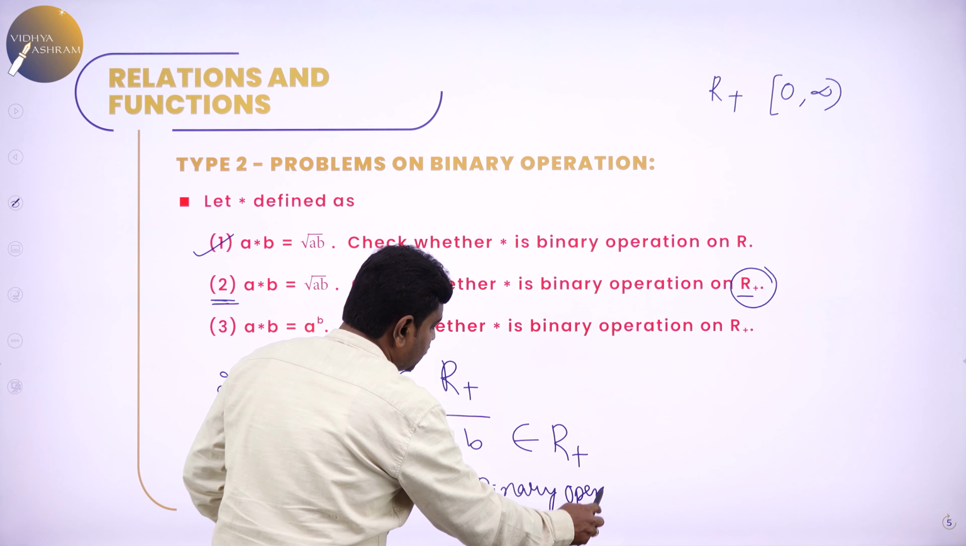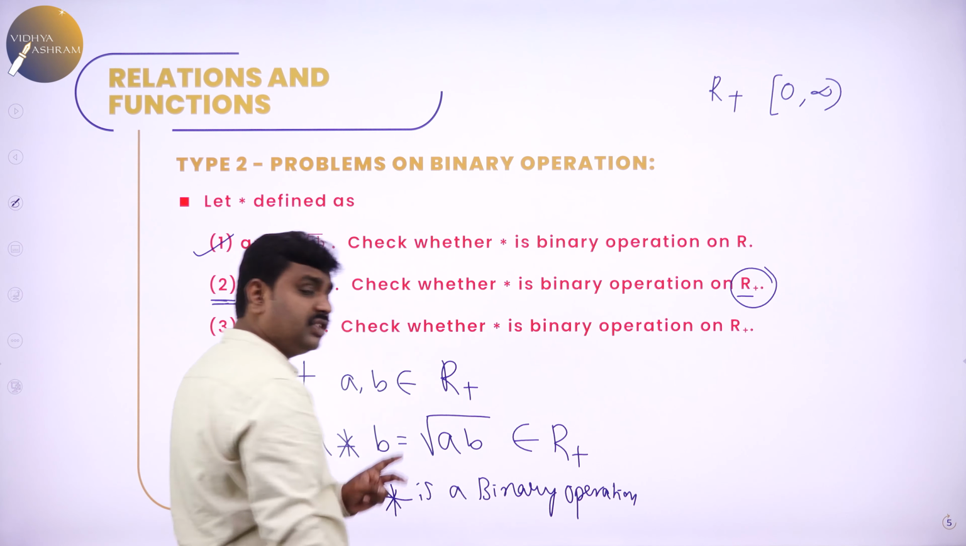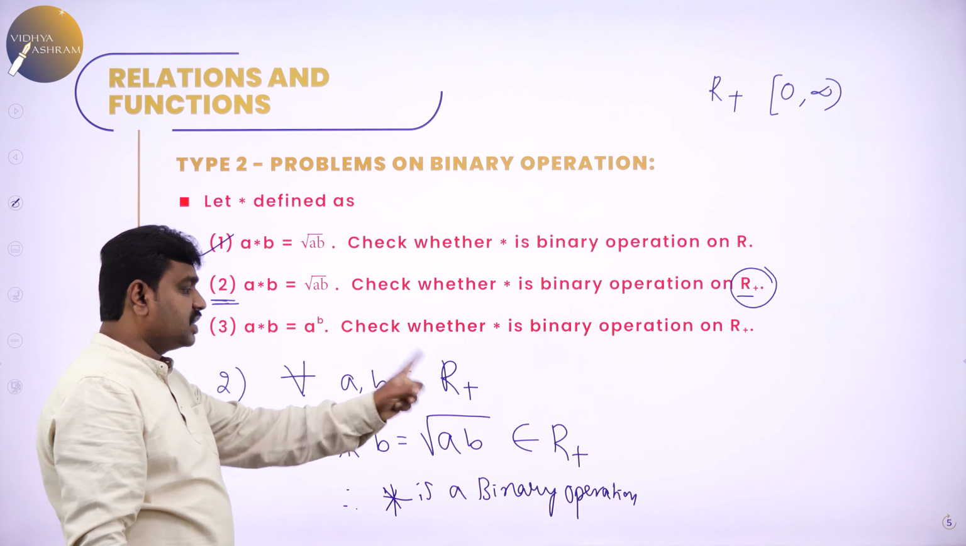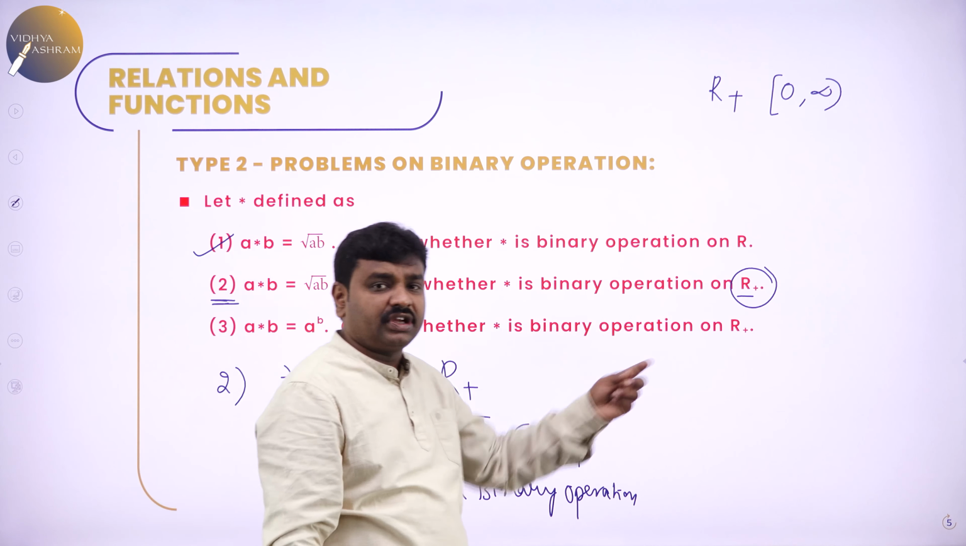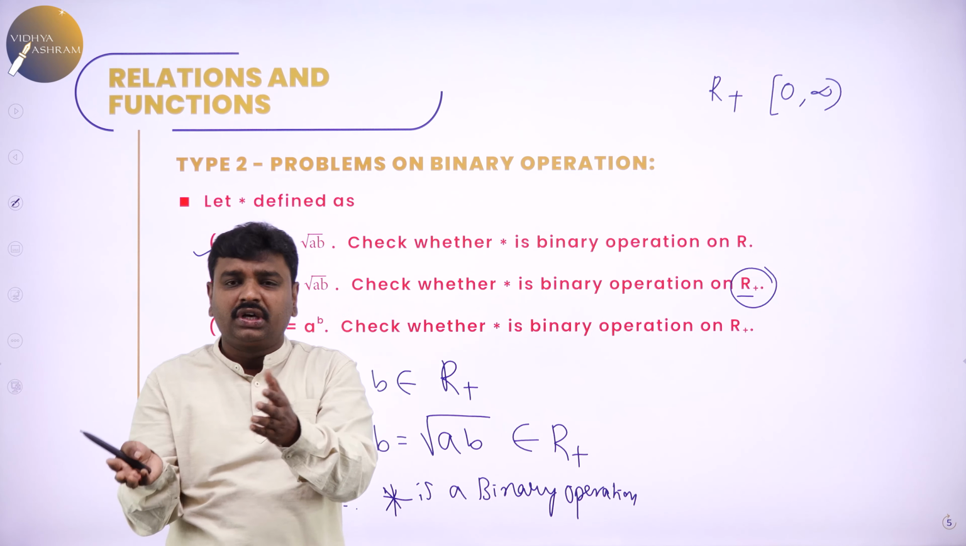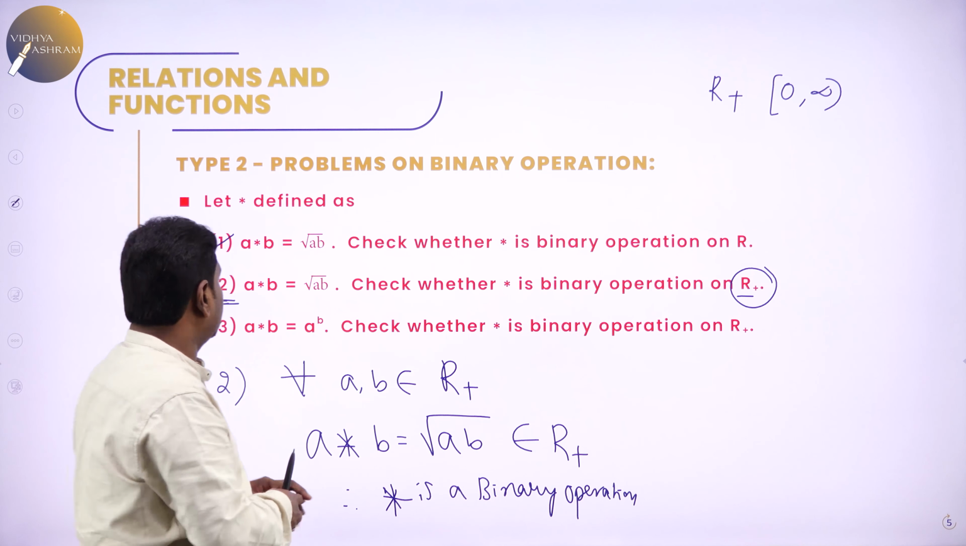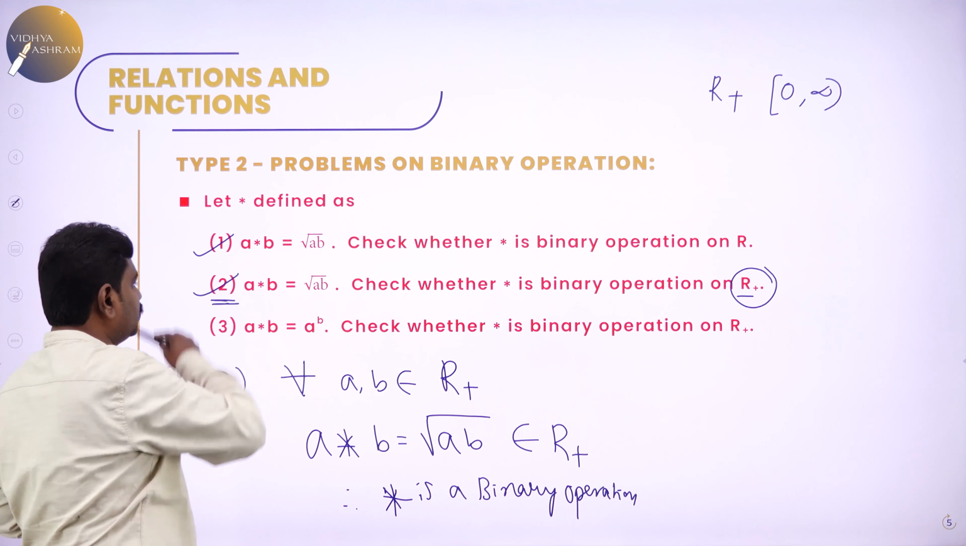So, when can we say it is not a binary operation? If there exist two numbers such that when you operate, the result does not belong to the set. We have to take R plus because they gave R plus. Any two positive elements, if you perform the operation, you will get this. I hope all of you understood the second one also.